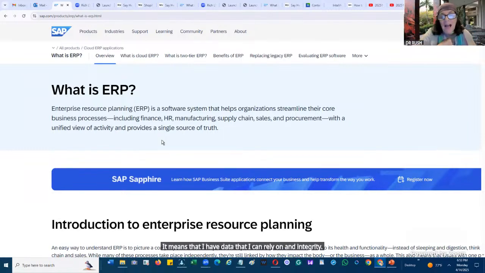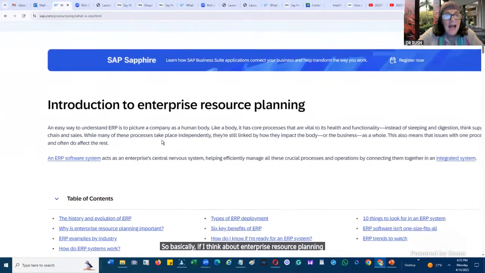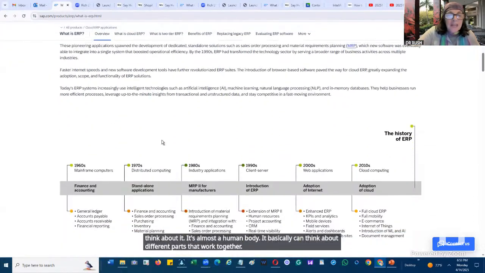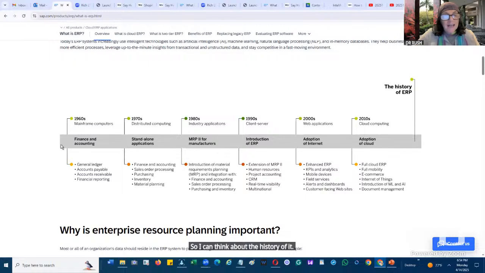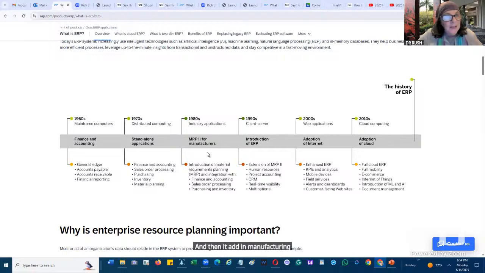So basically, I can think about enterprise resource planning as almost a human body. It basically has different parts that work together. So I can think about the history of it, where it started in finance and accounting, and then it added manufacturing. And this company here that I'm using is SAP. Guess where this is built? This software company was built in Germany, Frank. And it became the top seller in enterprise resource planning, and it's specifically for manufacturing.